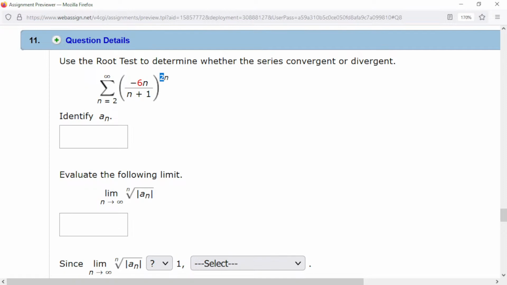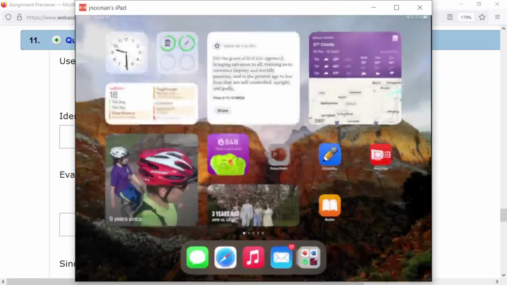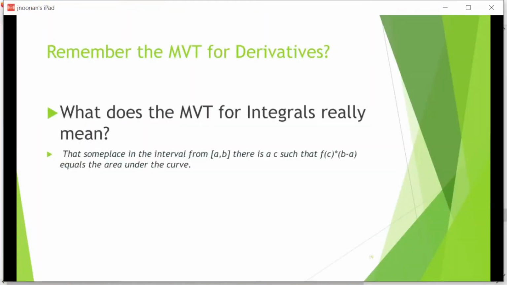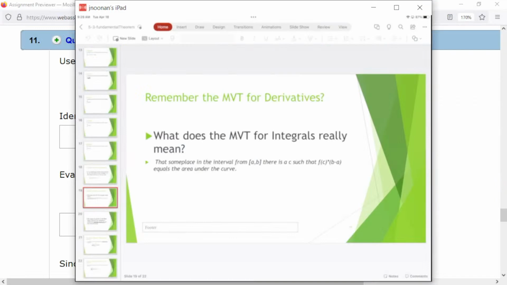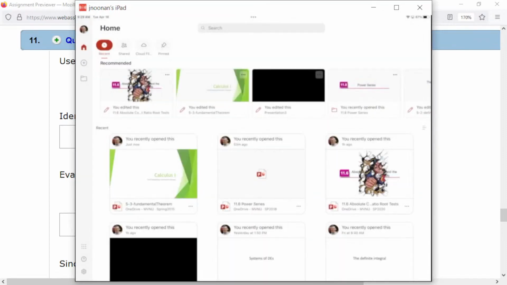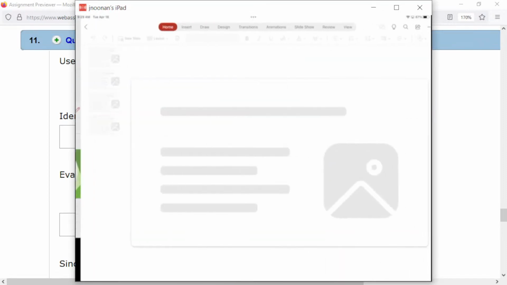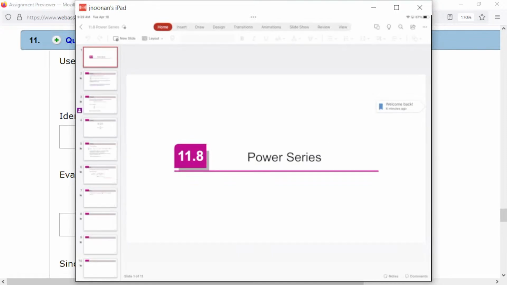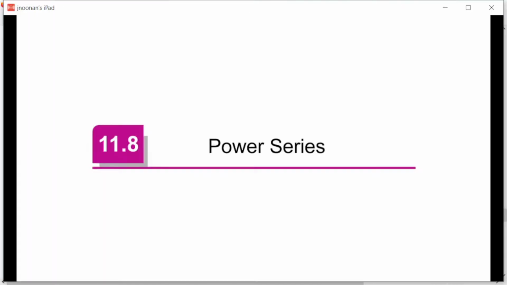If no one's got any questions about this, let's see, close this, pull this up. No, not mean value theorem. We don't want the mean value theorem. We don't want the fundamental, you love the fundamental theorem. Just a minute. Where is it? Power. Here we are. Boom.